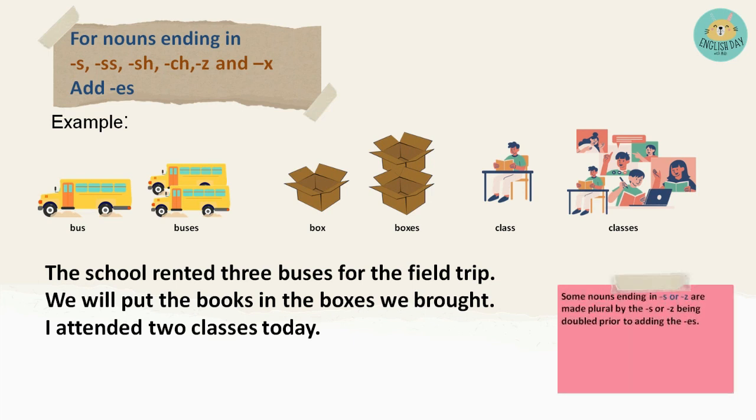Now please note that there are some nouns ending in s or z, and they are made plural by the s or z being doubled prior to adding the es. For example, quiz. It will become quizzes. As you can see, we doubled the letter z. Let's have an example sentence. The teacher prepared 3 quizzes for us today.